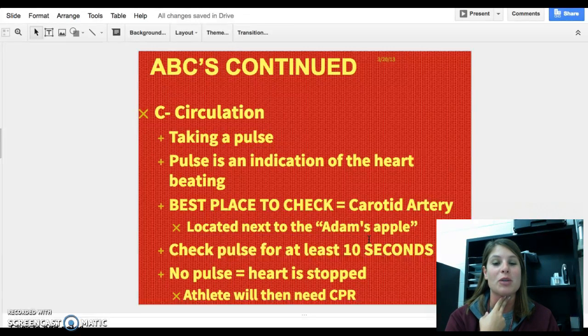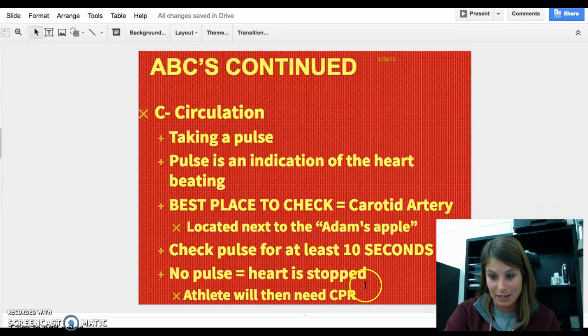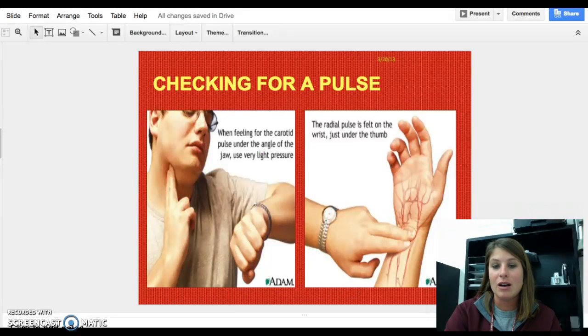I want you to make sure that you practice that on yourselves as well. Go right in the middle and slide off. You don't want to hold. You only want to check the pulse for 10 seconds, because if you're waiting longer and longer and they don't have a pulse, you're just making it harder to get care. If you do not feel a pulse, that means that their heart is not beating. This would mean CPR immediately.